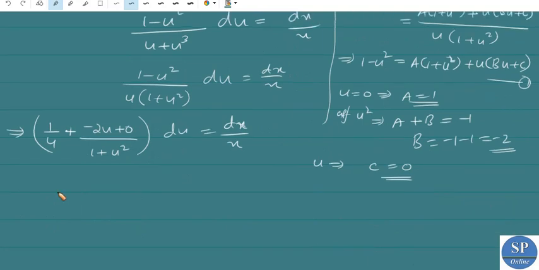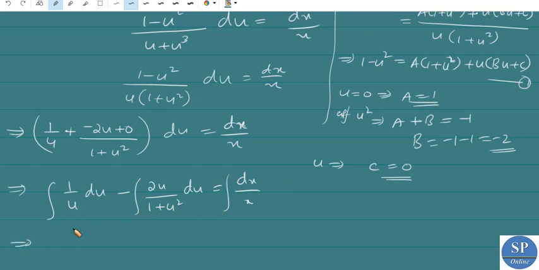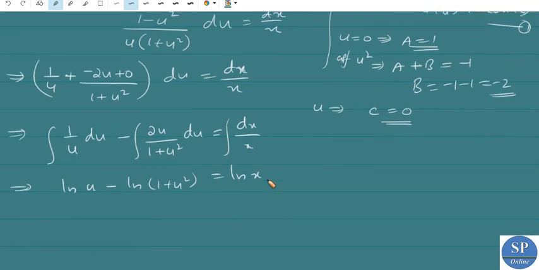Now we have to integrate this. This is nothing but 1 by u du minus 2u divided by 1 plus u square du equal to dx by x. So we can directly integrate this. Integrating, we get log u minus ln of 1 plus u square equal to ln of x, because the derivative of 1 plus u square is 2u, so we can write this directly as ln of 1 plus u square. Plus a constant of integration, ln of some c.